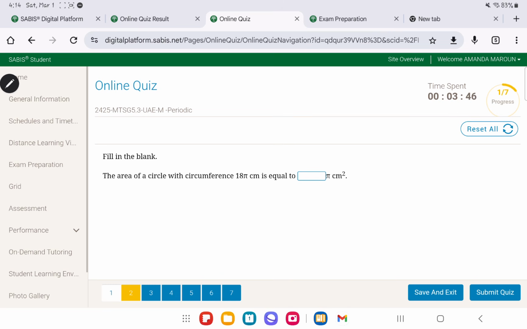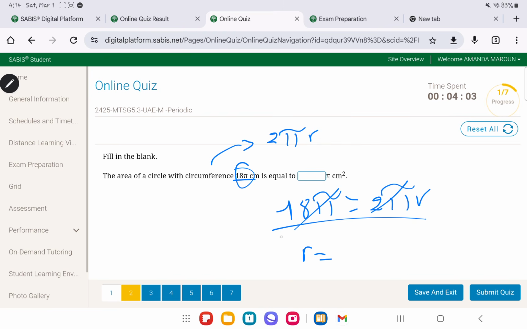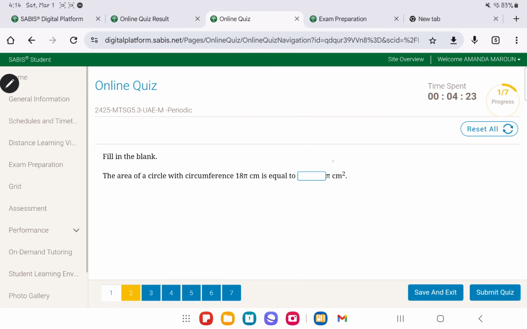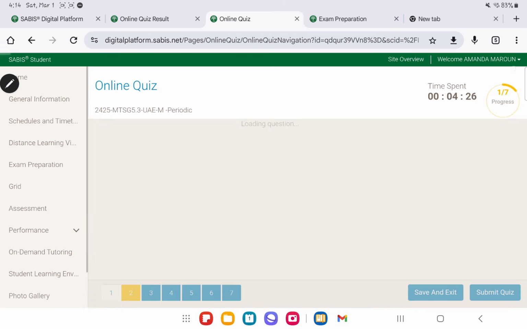We will move on to question number 2. They said the area of a circle with circumference 18 pi. We know that circumference is equal to 2 pi r. The circumference is 18 pi, so 18 pi is equal to 2 pi r, so we can find the value of the radius. Cancel pi and pi, divide both sides by 2. You will get that the radius r is equal to 9. Now, they want us to find the area of the circle. Area of any circle is pi r squared. So it's very simply pi times 9 squared, which is 81 pi. So like this, we found the value, which is 81 pi.